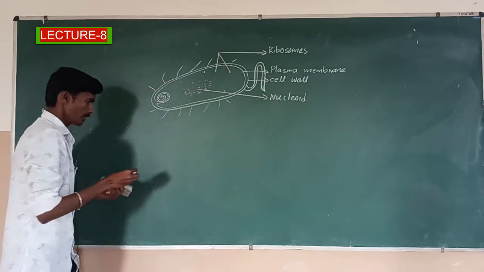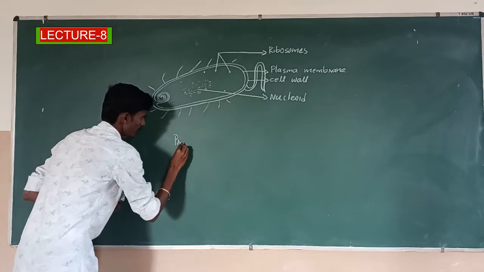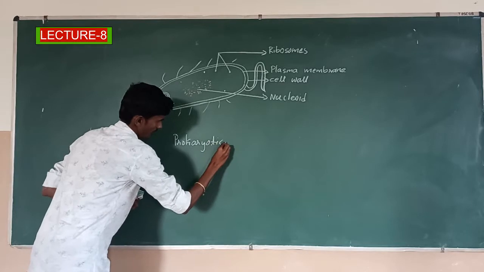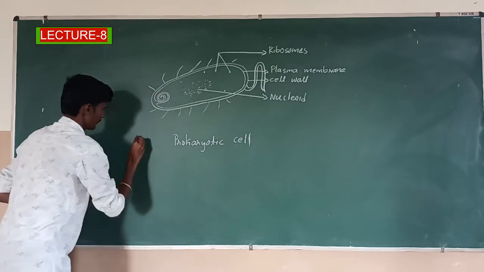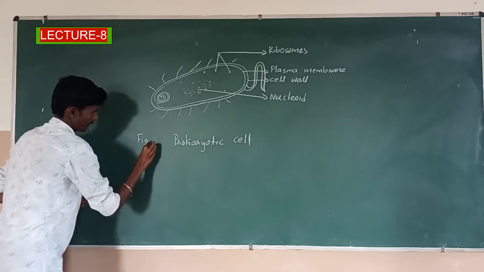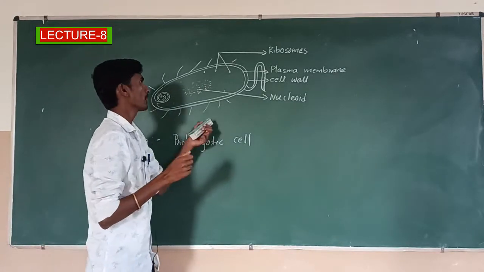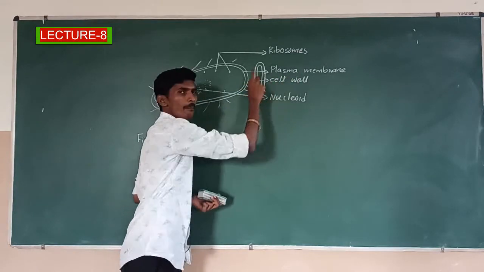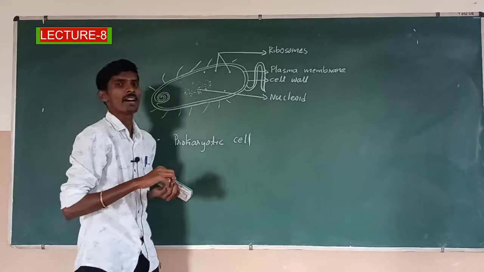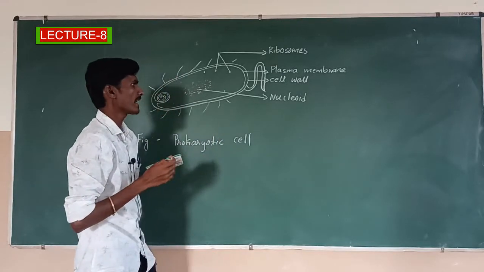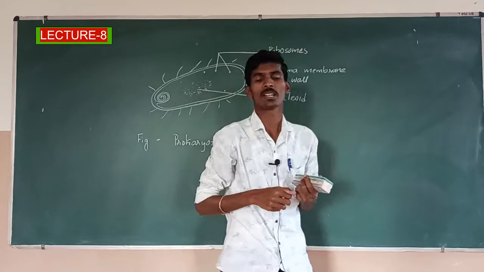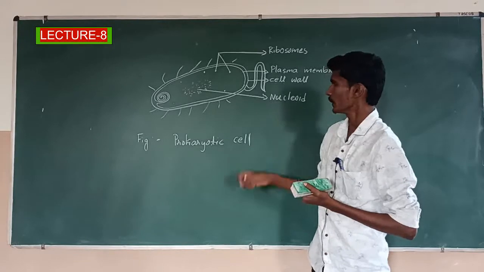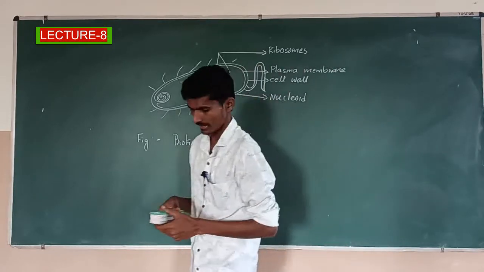This is the bigger prokaryotic cell. This is an example of a prokaryotic cell: bacteria. It has the outermost covering, the cell wall, and the innermost covering, called the plasma membrane. It has some ribosomes, and it also has a nucleoid. The nucleoid is the undefined nuclear region having only nucleic acid. These are the prokaryotic cells.